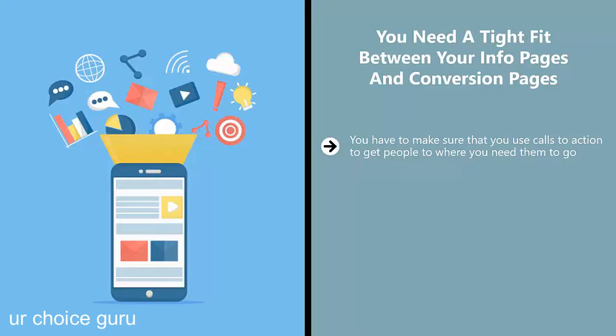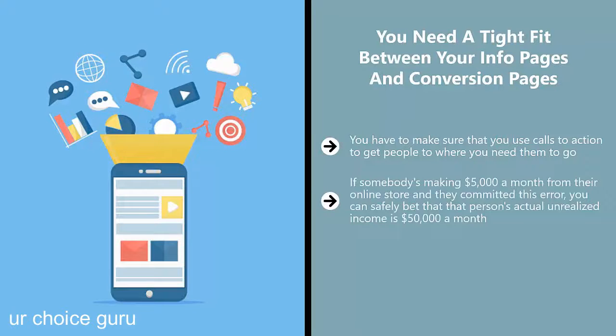This is an often fatal mistake. If somebody's making $5,000 a month from their online store and they committed this error, you can safely bet that that person's actual unrealized income is $50,000 a month. A lot is lost in translation because they skipped a very vital part of the overall sales conversion content and sales conversion process. These are not linked up properly.